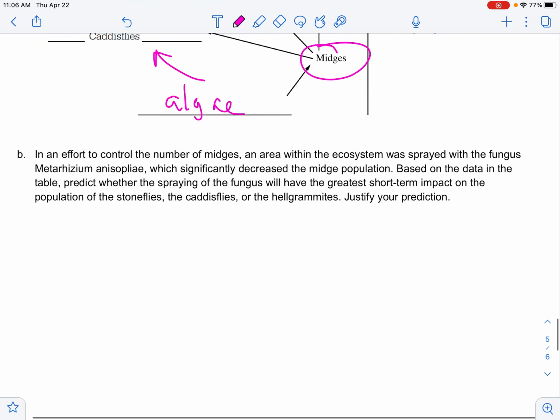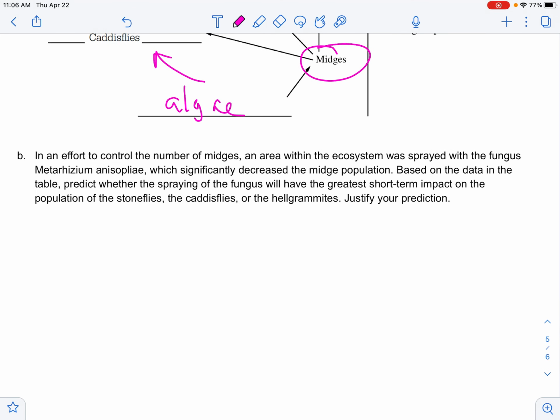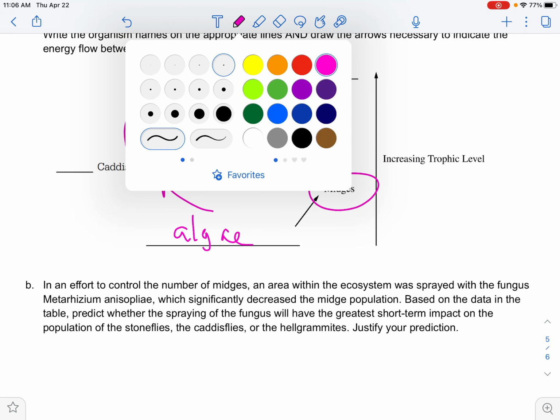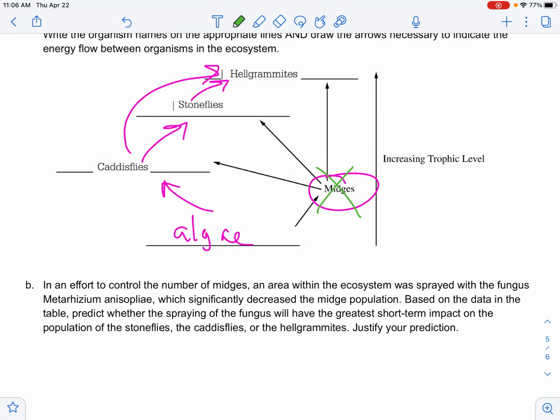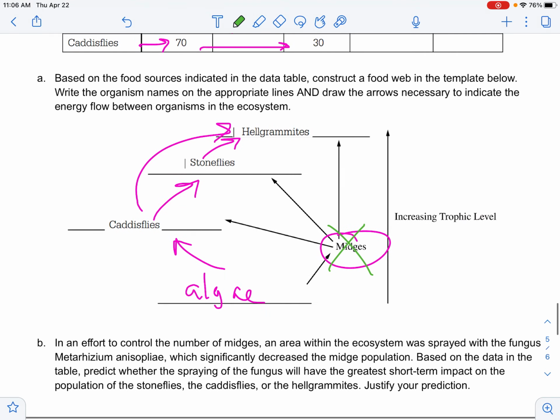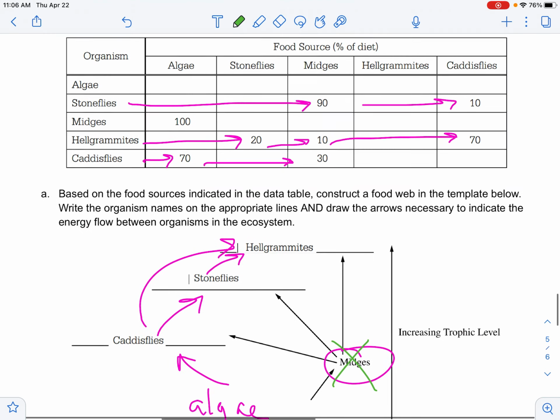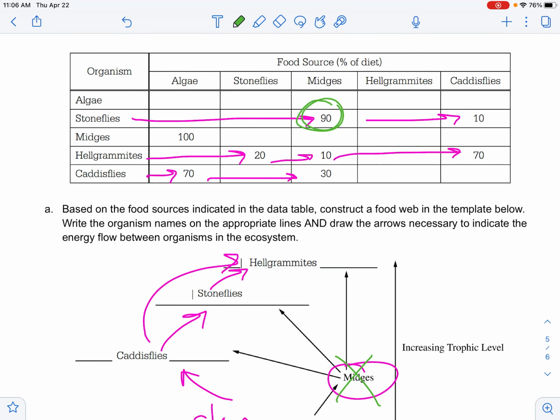In an effort to control the number of midges, an area within the ecosystem was sprayed with an insecticide. Okay, so we're going to destroy the midge population here. We're going to knock that out, drastically reduce it. Long term, that's going to have effects on everything in this food web. But what's the short term, most immediate effect? Well, what eats midges? Everything. What really relies on midges, though?